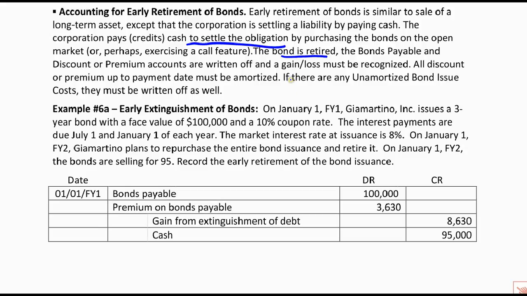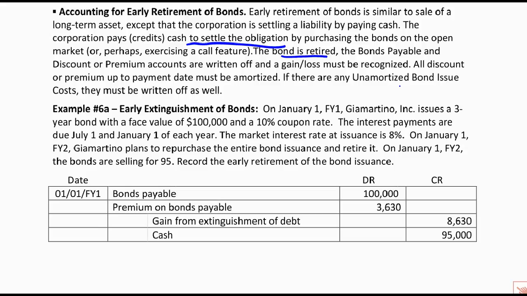So with a long-term sale of property, plant, and equipment, you had to depreciate up to the date of sale. Similar treatment here with a bond. You have to fully amortize the premium or discount and recognize interest expense up to the date of settlement, I should say, not sale. And then you're going to write off all the associated accounts.